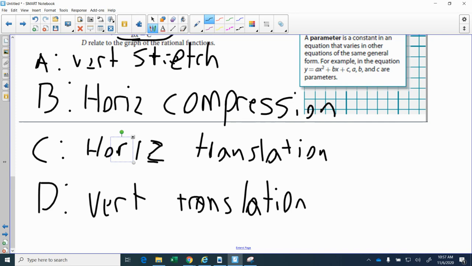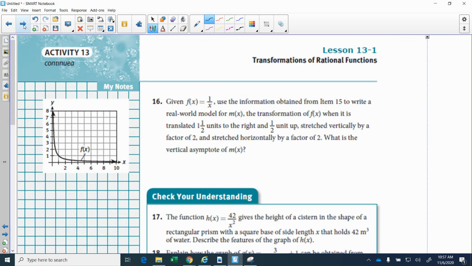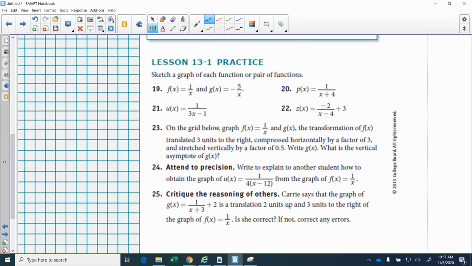So if I'm going to look at a problem like this, let's say they want me to graph one of these out. For example, let's say I want to look at number 20. We have 1 over x plus 4. Automatically, I'm going to look at that problem and say, okay, I have a left 4 transformation. That's the only one I'm dealing with. So if I want to graph this out, I can easily assume, based off the information, what's happening.